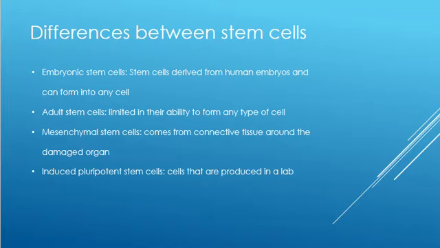Mesenchymal stem cells are stem cells that are derived from stroma that surrounds the body's organs to help repair them during damage. And then induced pluripotent means that these are created in labs, manipulated from embryonic or adult stem cells.